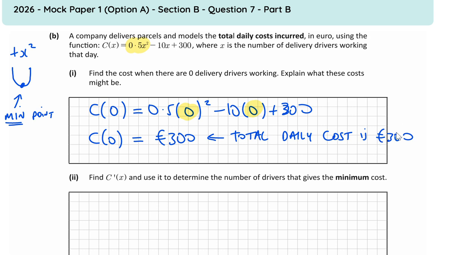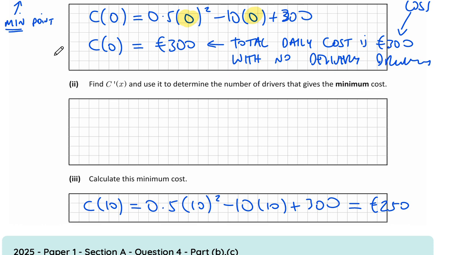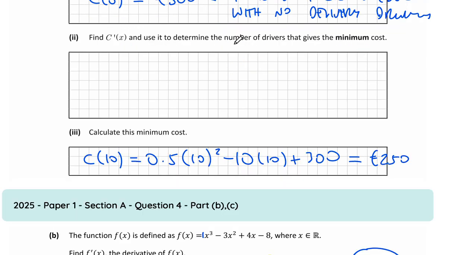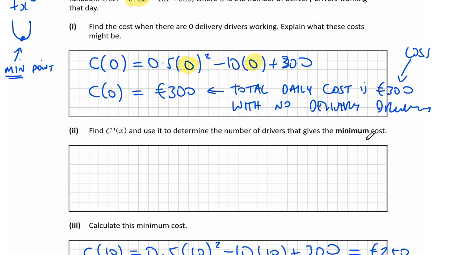So that's bad, that's nearly a loss, if you like, with no delivery drivers. Moving on to part 2. There we're starting to see, find C'(x) and use it to determine the number of drivers that gives the minimum cost. So look at the minimum again.